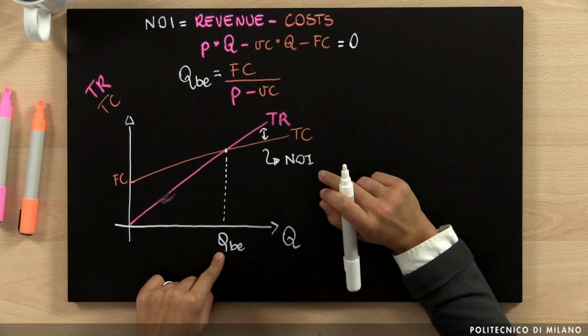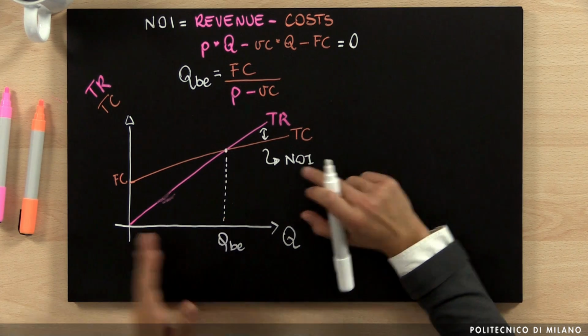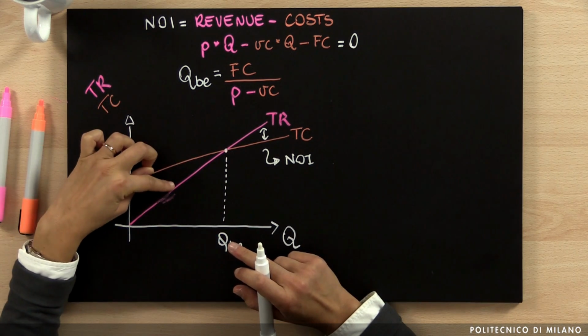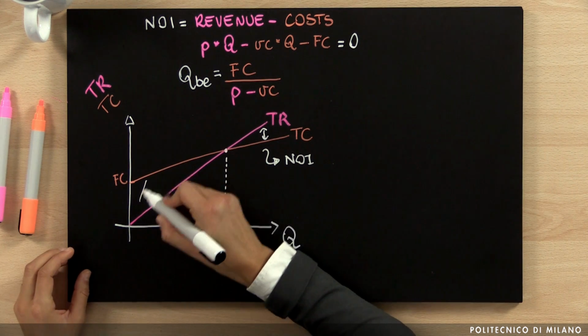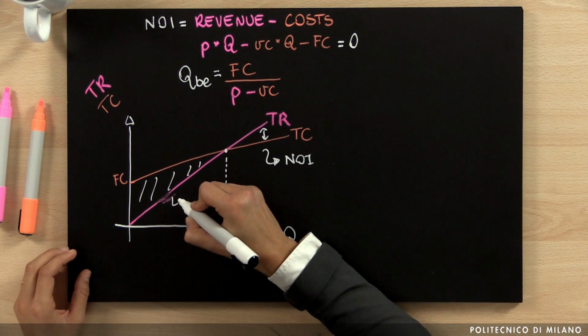The lower the quantity with respect to our break-even point, the higher the value of the total cost with respect to the total revenue. So in this area, we have a loss.